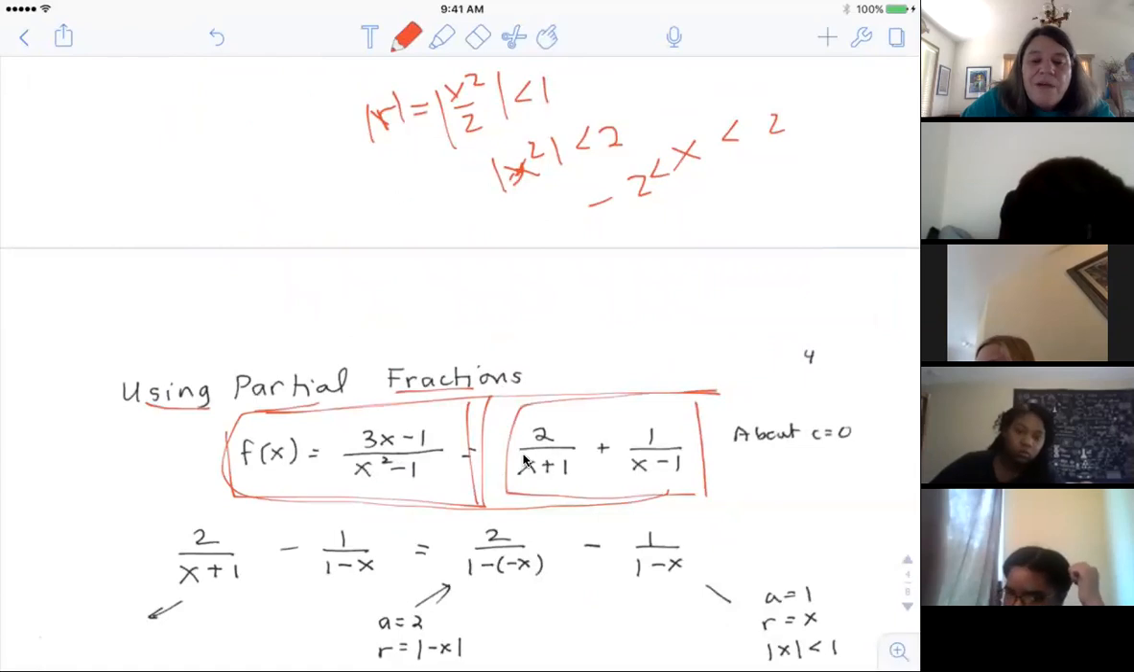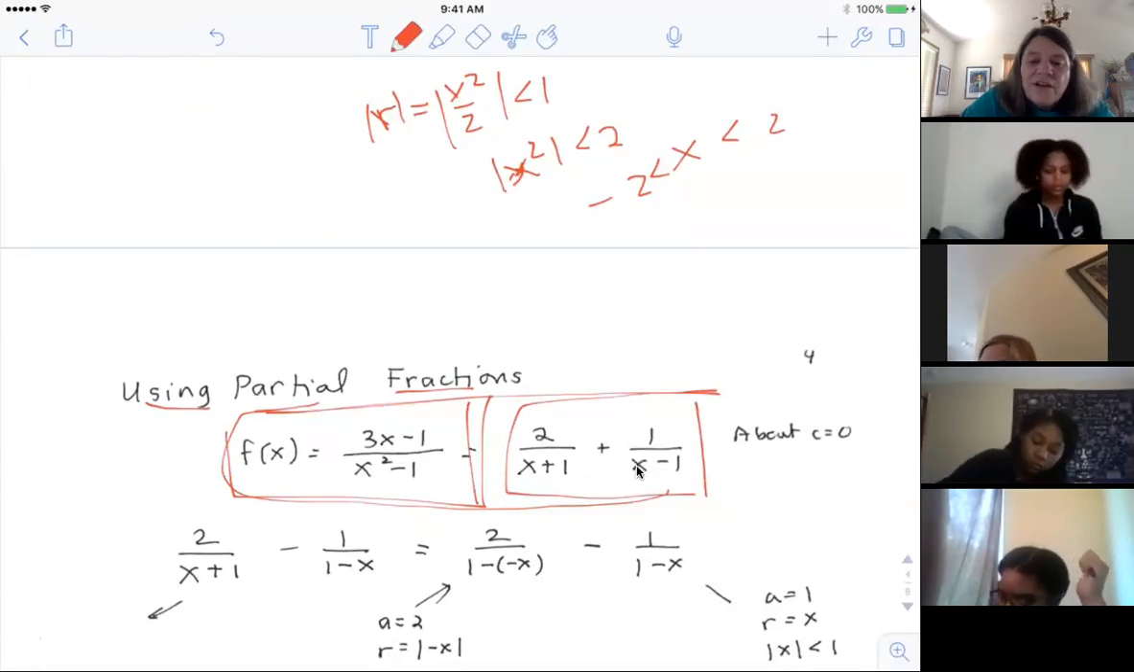And I think I can rewrite both of those. This one, all I have to do is put a minus in front of it to turn that around, and then r is x, and a is 1. This one, I just have to turn it around and write minus over a minus x.